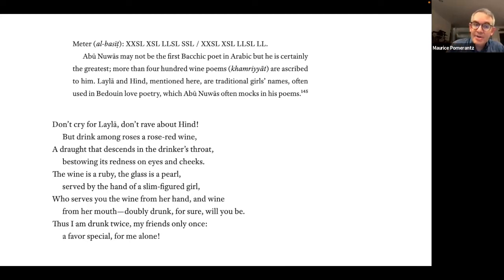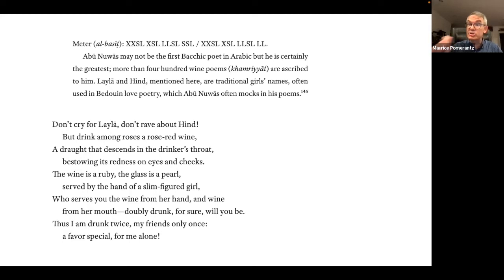Well, this line in the middle is a very important line in this poem because it shows you the code of the poem. The wine is a ruby. So when I say ruby to you in this context of Abu Nawasian poetry, I mean wine. When I say pearl to you, I mean glass. He's highlighted this line this way because in Arabic, the poem fits the meter perfectly at that point.